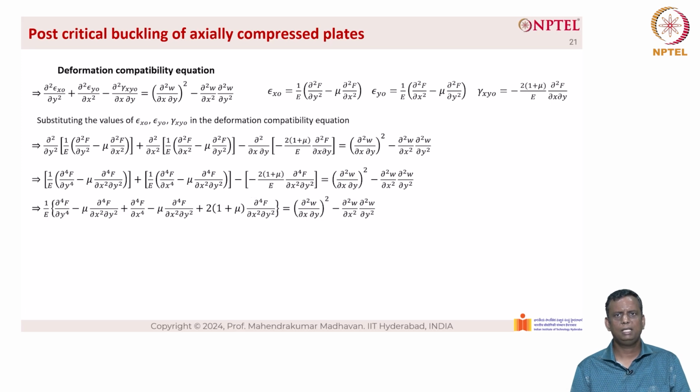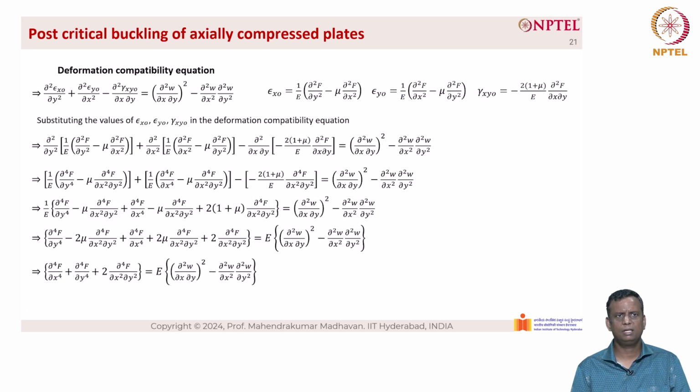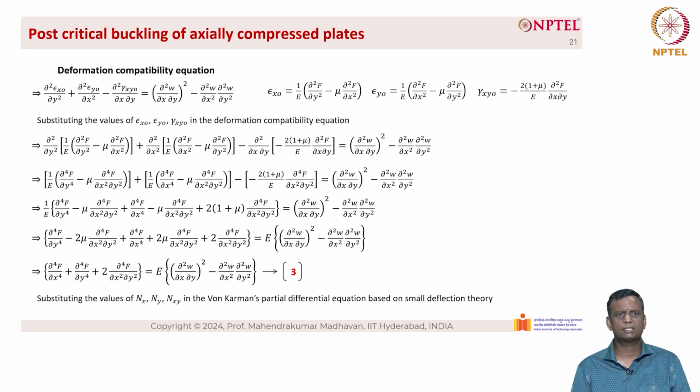So we take 1 by E common here and we simplify this further. We get a much simplified equation, as you can see here, which is ∂⁴F/∂x⁴ plus ∂⁴F/∂y⁴ plus 2 into ∂⁴F/∂x²∂y² is equal to E into [(∂²W/∂x∂y) the whole square minus ∂²W/∂x² into ∂²W/∂y²], which becomes equation 3.